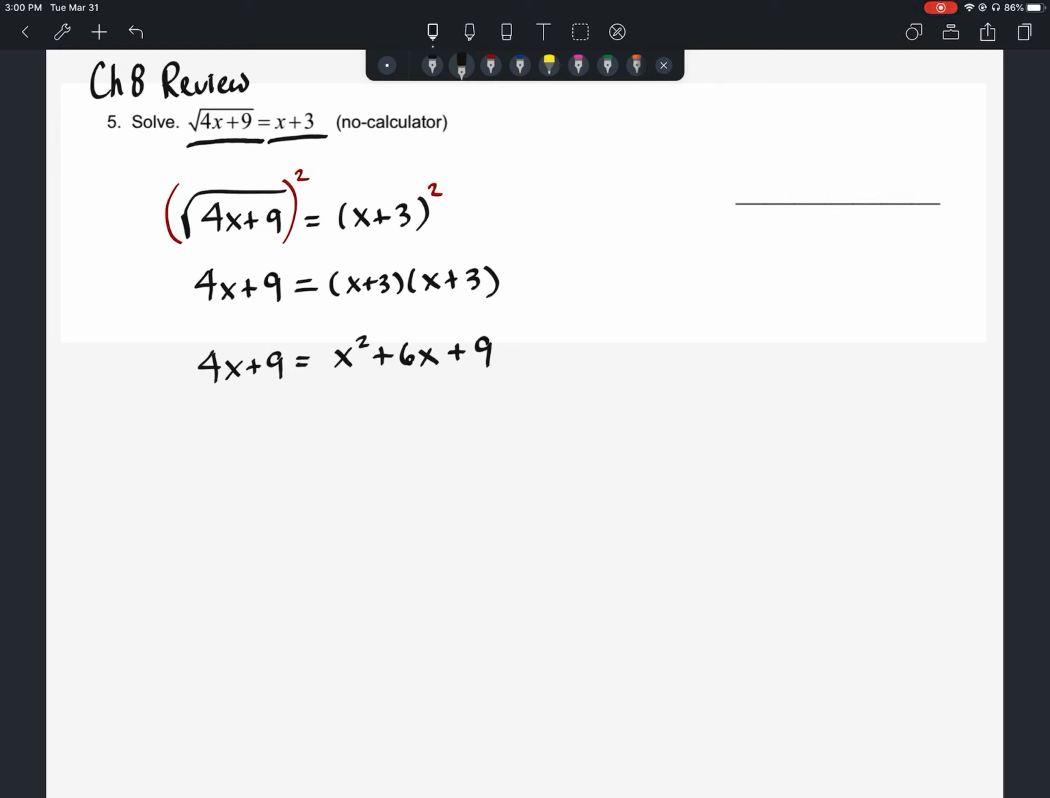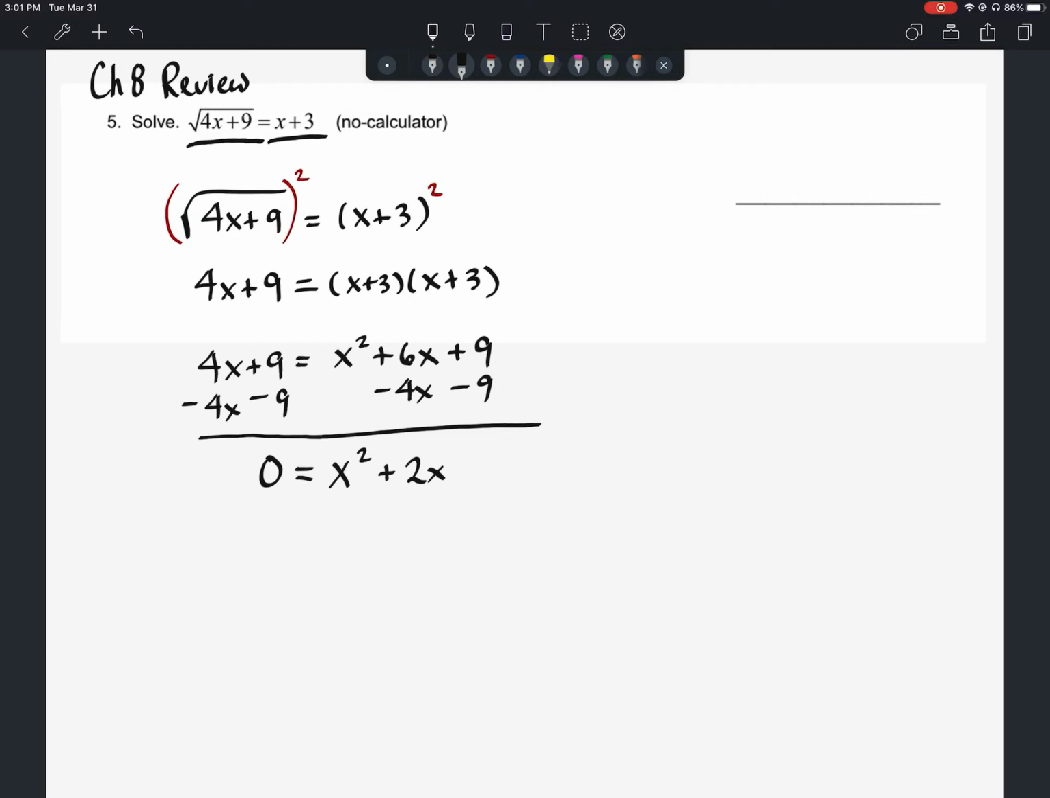And now we know that we have a quadratic here, so we're going to need to set it equal to 0. I'm going to subtract 9 from each side, and I'm going to go ahead and subtract the 4x from each side. So after doing that, we should have 0 equals, well, we haven't done anything to x squared, so we'll bring it down. 6x minus 4x is 2x, and then 9 plus negative 9 is 0. So we don't even have to write anything down for the constant term.